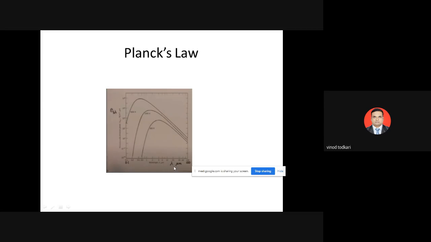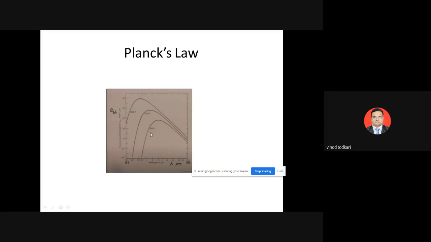What is lambda? Lambda is wavelength. What is Eb lambda? Monochromatic emissive power of a black body. So Planck studied the distribution of wavelength against monochromatic emissive power of a black body. For constant temperatures, he got this kind of spectral distributions. So from this, what were his observations? He noted three observations.